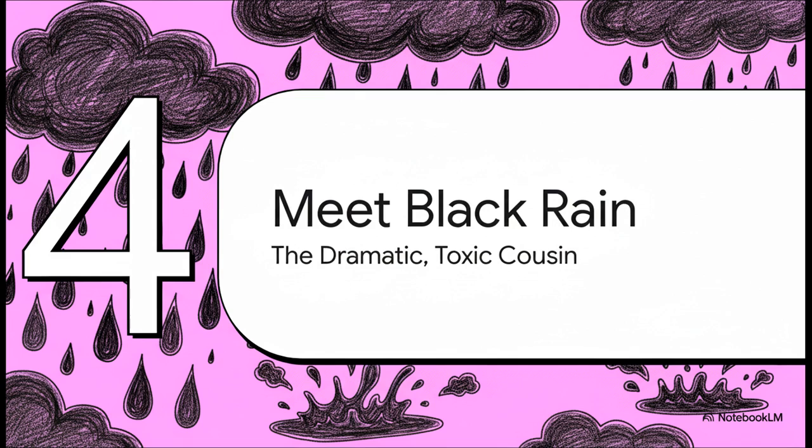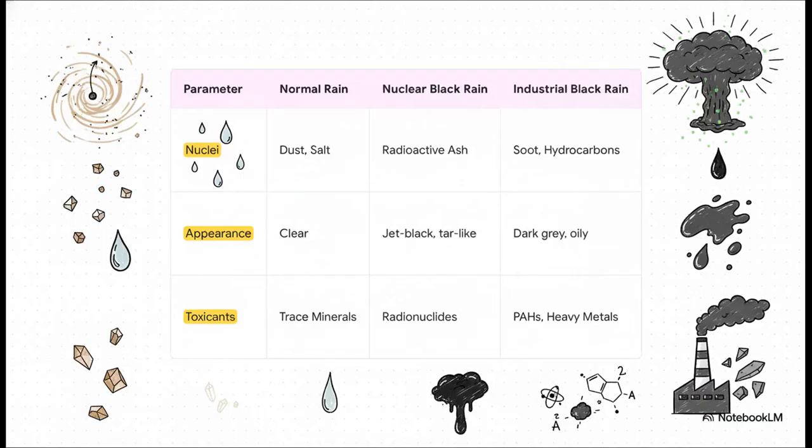But there's a related phenomenon that often gets confused with it, and this one is a lot more dramatic and way more toxic. It's time to meet black rain. You can think of it as acid rain's dangerous cousin. The key difference is right here. Acid rain is all about dissolved chemicals. Black rain, on the other hand, is about physical particles.